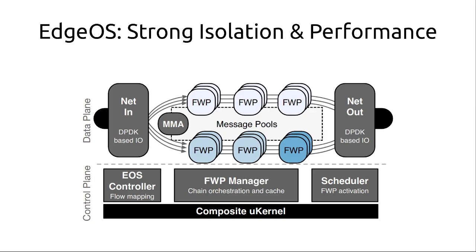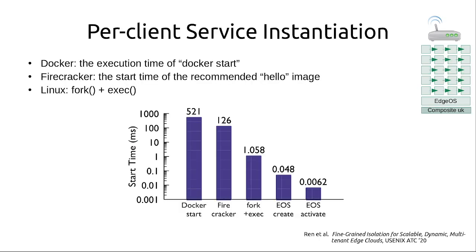So this is a high-level diagram of what we've done. In Composite, we've implemented components that provide things like DPDK for network access, and a manager for the FWPs that creates them very quickly and recycles them very quickly. And FWPs, these featherweight processes, can be added into chains of computations. If you're familiar with network function virtualization, that might sound familiar. And then our scheduler is optimized for dealing with the high density, fast activation, and controlled latency, and all this is implemented on top of Composite.